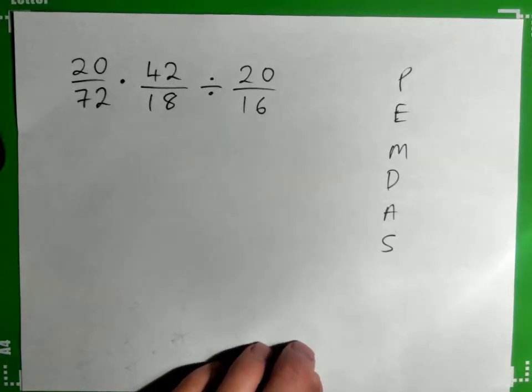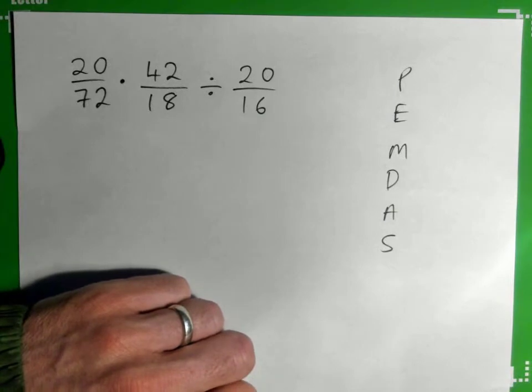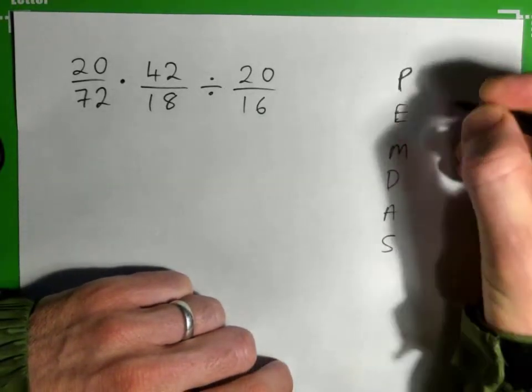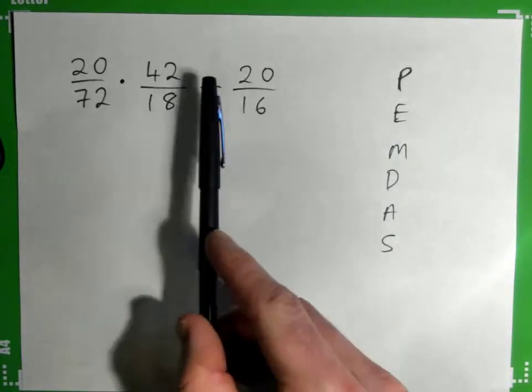Alright, so you've got 20 over 72 times 42 over 18 divided by 20 over 16. So we want to think about the order of operations, PEMDAS. We've got a multiplication here and a division.